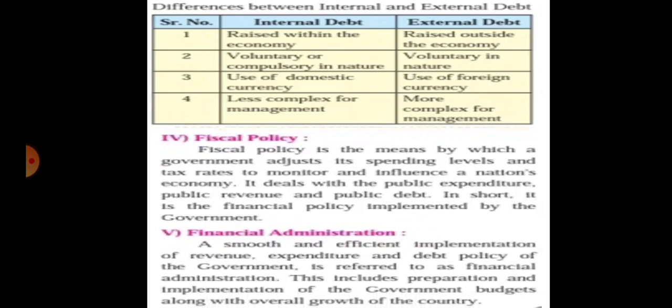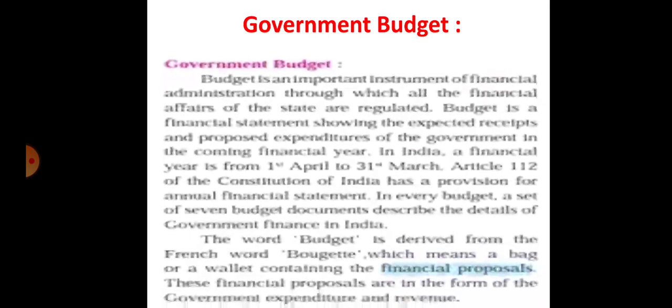So let's discuss the most important related point to public finance. This is the government budget. We know that in the month of February, the finance minister presents the budgetary policy. The budget is an important instrument of financial administration. The basic word is budget. So it is a wallet. The budget is a financial statement showing the expected receipts and also the proposed expenditure of the government in the coming financial year.